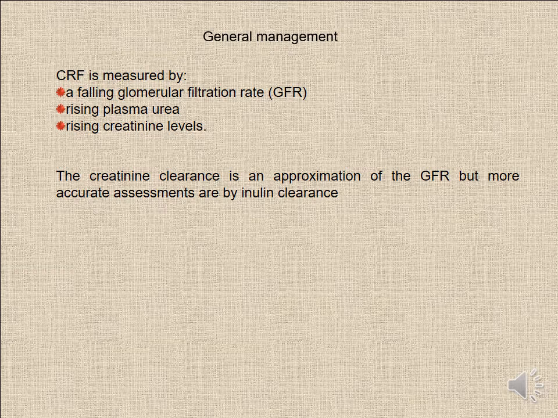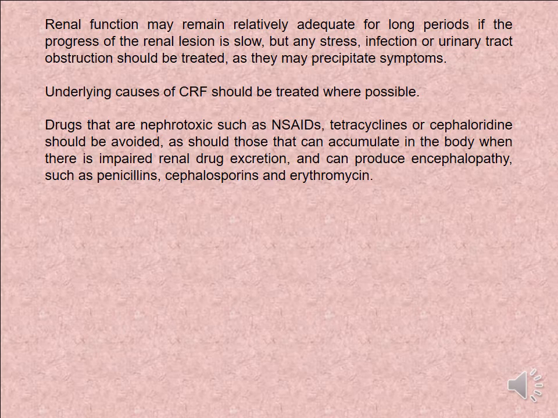How do we know if patients have chronic renal failure? It is diagnosed by measuring a falling glomerular filtration rate, rising plasma urea, and rising creatinine level. The creatinine clearance is an approximation of glomerular filtration rate, but a more accurate assessment is by inulin clearance. Renal function may remain relatively adequate for a long period if the progress of the renal lesion is slow, but any stress, infection, or urinary tract obstruction should be treated as a main precipitating factor. Underlying causes of chronic renal failure should be treated where possible.